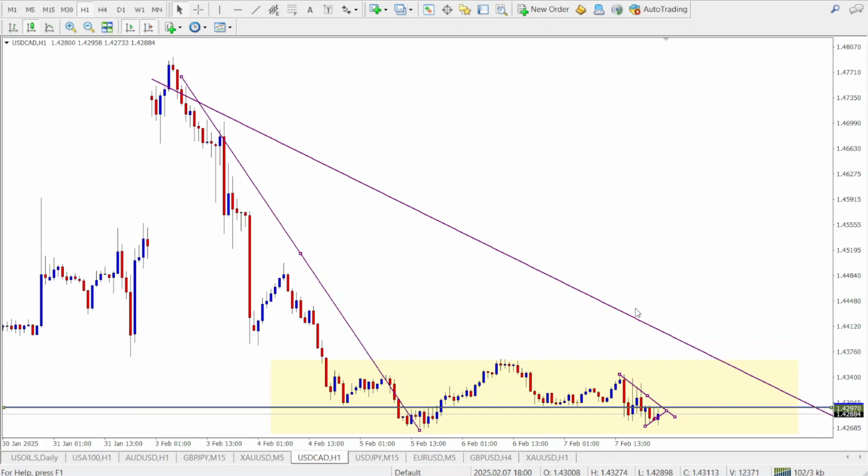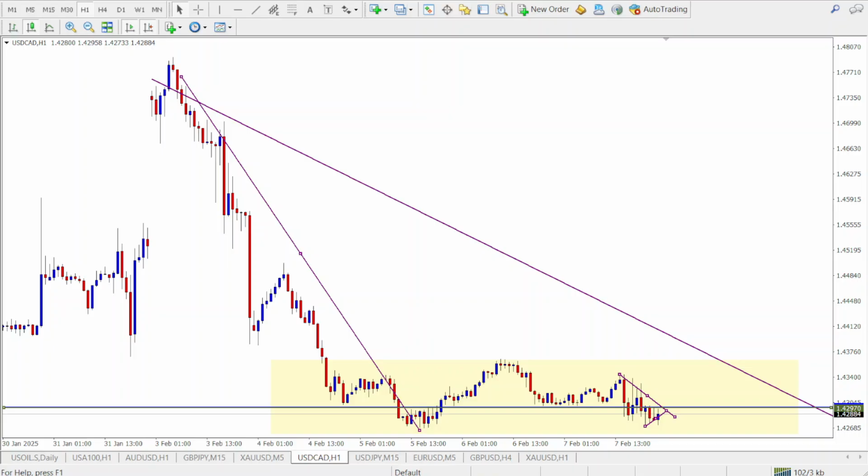So if you notice an uptrend on the higher time frame, then you should be looking for buy opportunities on your trading time frame and your entry time frame. Then if the market is making lower highs and lower lows, then it's a downtrend and you should be looking for selling opportunities.